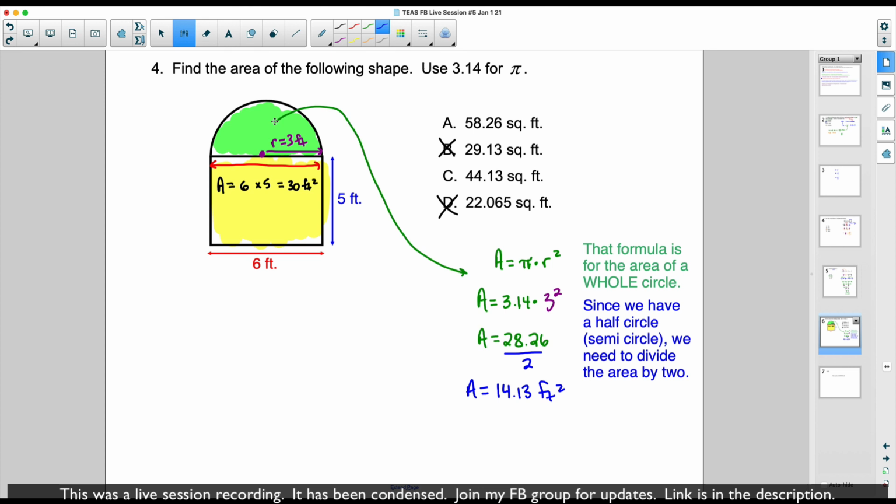So how do we get our final answer here? We're going to take the area of the rectangle, 30, and we're going to add on the area of that semicircle because we really have 2 shapes glued together, so to speak. So if we take 30 plus 14.13, that's why we get C for this final answer. You would have gotten A for an answer had you not divided the 28.26 by 2. And that's a mistake that some of y'all may have made. You did the area of a circle, but you forgot to cut it in half.